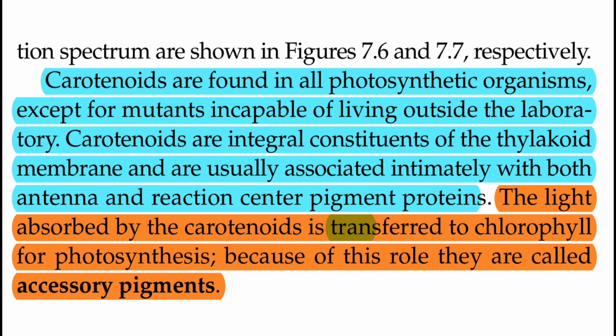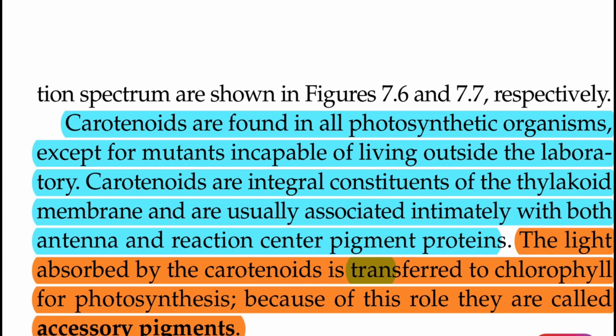Carotenoids are integral constituents of the thylakoid membrane and are usually associated intimately with both antenna and reaction center pigment protein. So, carotenoids दोनों जगह पे होते हैं, antenna और reaction center दोनों में. The light absorbed by the carotenoids is transferred to chlorophyll for photosynthesis. कैरोटीनॉइड जो लाइट एब्जॉर्ब करते हैं वही लाइट क्लोरोफिल को मिलता है और यहाँ से फोटोसिंथेसिस शुरू होता है. Because of this role they are called accessory pigments.